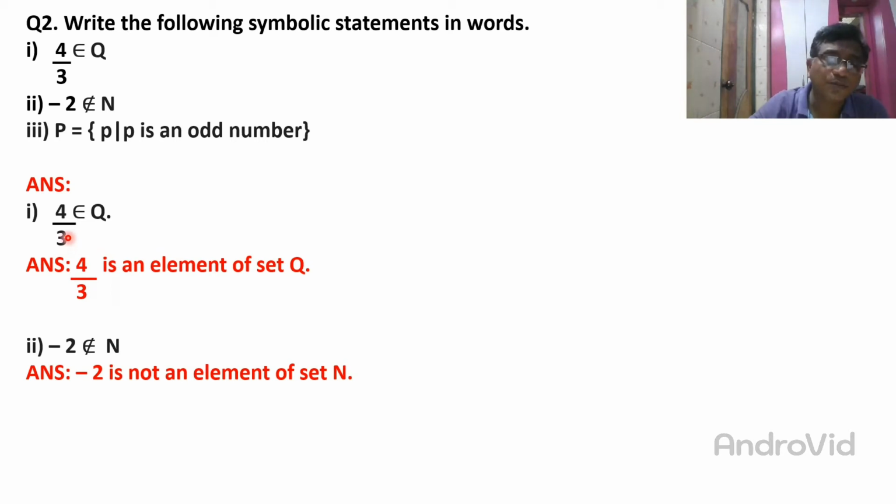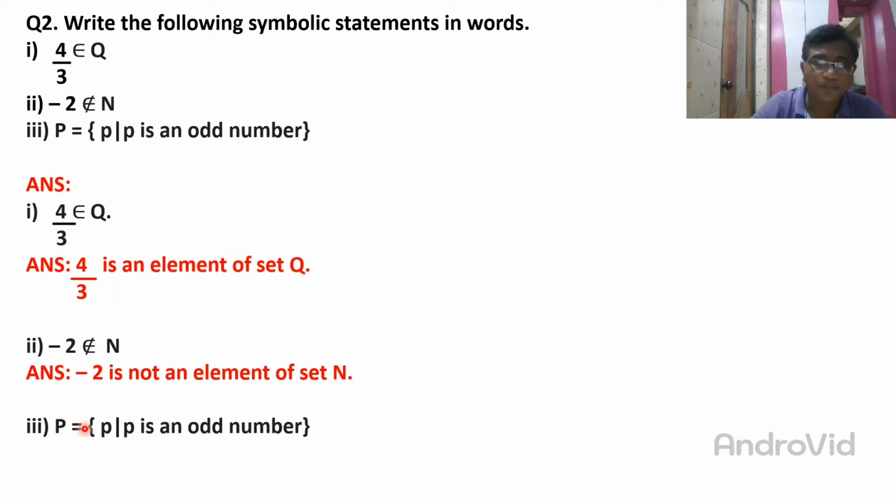Here also you can say 4 upon 3 belongs to set Q. This is also correct. Okay my students, this is also correct. The meaning is the same. 4 upon 3 is an element of set Q, and another way you can say 4 upon 3 belongs to set Q. Here minus 2 is not an element of set N, and another way you can say minus 2 does not belong to N. Okay. And the last one, what is that?